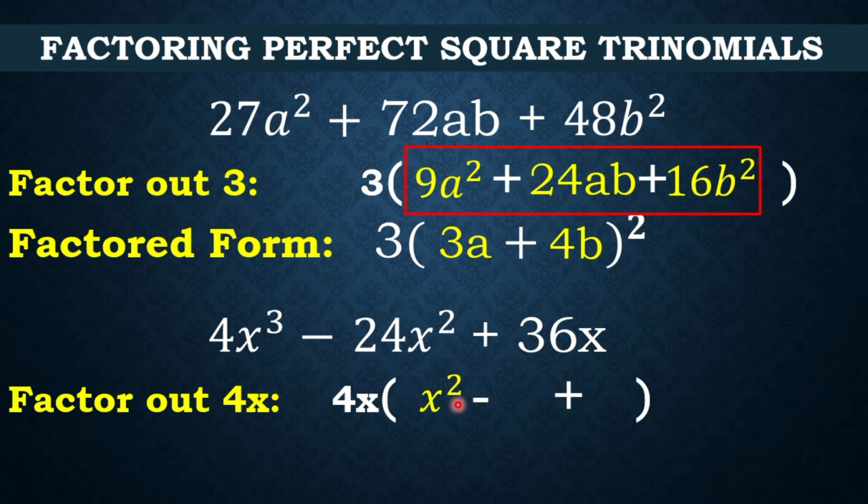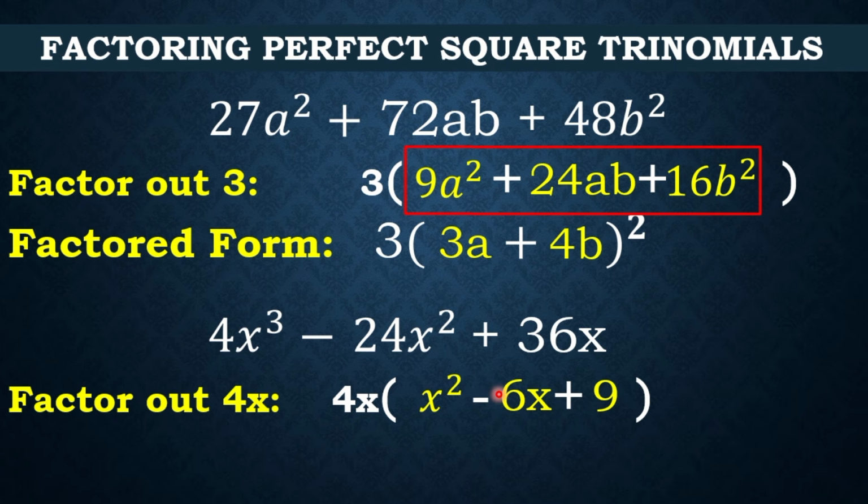Next, so minus ito. So, this is minus. 24 divided by 4, that is 6. X na lang kasi 2 minus 1, that is 1. And then 36 divided by 4, that is 9. So 1 minus 1, that is 0. So cancel na po yan. Okay? So now we have x squared minus 6x plus 9, which is now a perfect square trinomial.